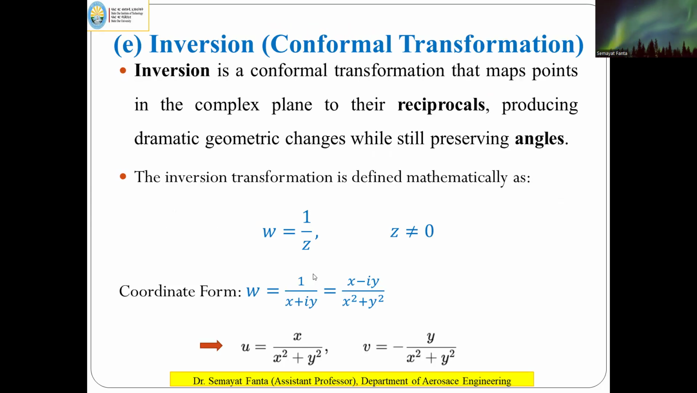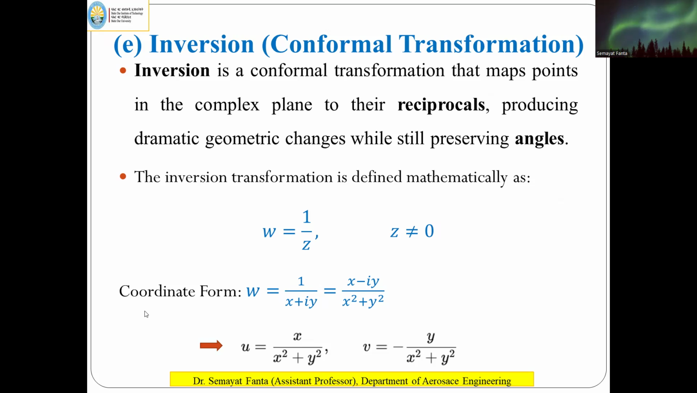Inversion is another type. Inversion is a conformal transformation that maps points in the complex plane to their reciprocal, producing a dramatic geometric change while still preserving angle. The inversion transformation is defined mathematically as W equals 1 over Z, for Z different from 0.